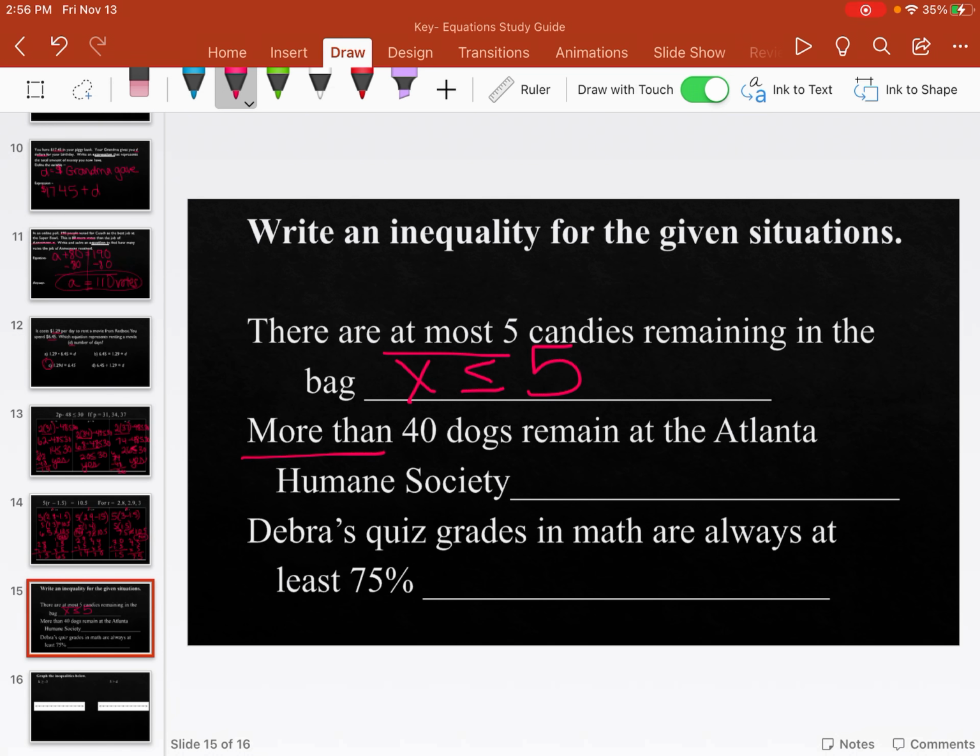There's more than 40 dogs that remain at the Humane Society, so X and 40. So there's more than that, so X is greater than 40. Deborah's quiz grades in math are always at least a 75. So we have X and 75. It could be 75 or more. So X is greater than or equal to 75.